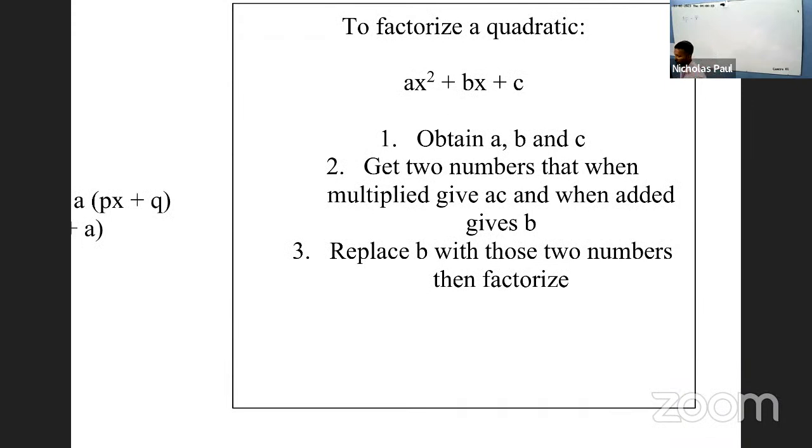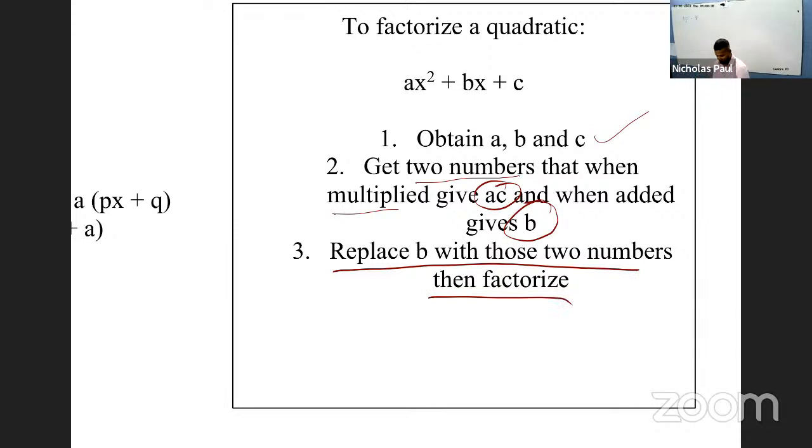Oh, I forgot to remind you. How do you factorize the quadratic? You have 3 steps. Write down A, B, and C. And you have to get 2 numbers. When you multiply, they will give you AC. And when you add, they will give you B. Then we place the 2 numbers and factorize. Before I move on, let's do one of those.